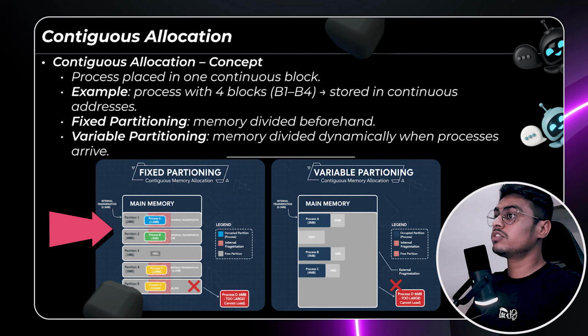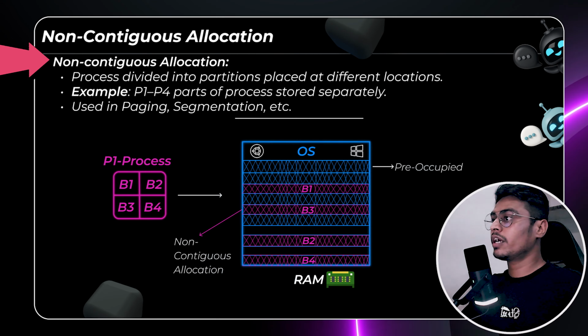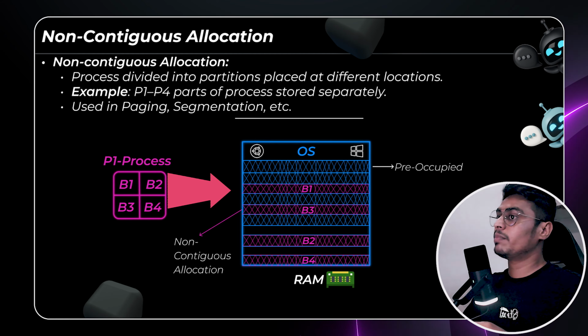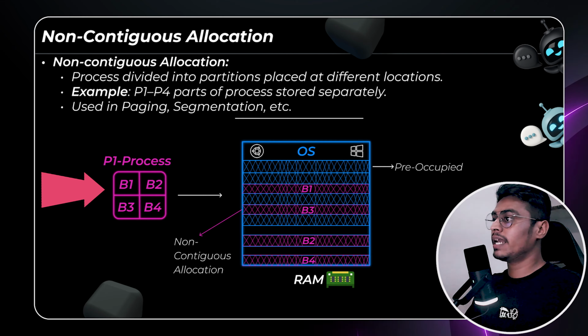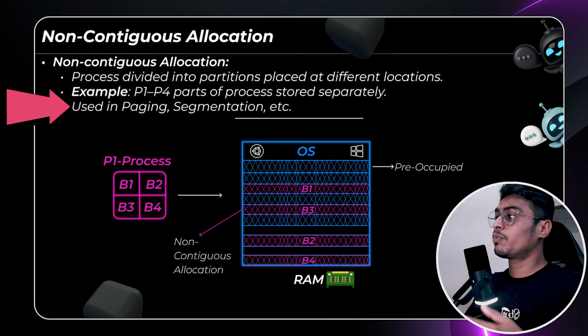Fixed partitioning involves pre-dividing memory into slots of a particular size, while dynamic partitioning allocates memory when processes arrive, based on their specific requirements. Now, non-contiguous memory allocation means we don't provide contiguous allocation. A process can be divided into different blocks and stored at different memory locations. For example, if process P has partitions P1, P2, P3, P4, these can be placed at separate locations in memory. P1 at one location, P2 at another location, along with other processes. This approach uses paging, multi-level paging, inverted paging, segmentation, and segmented paging.